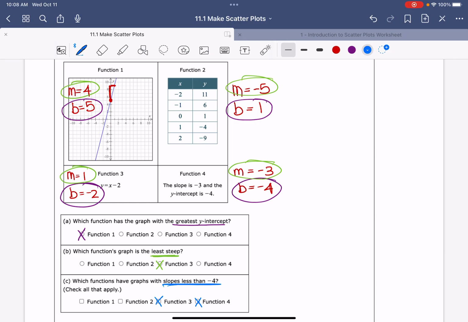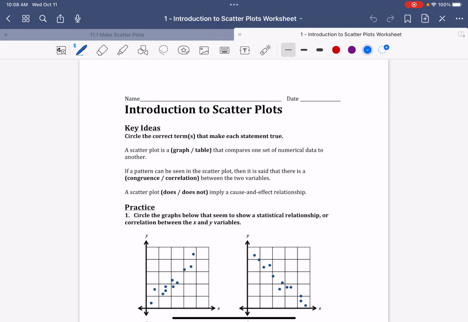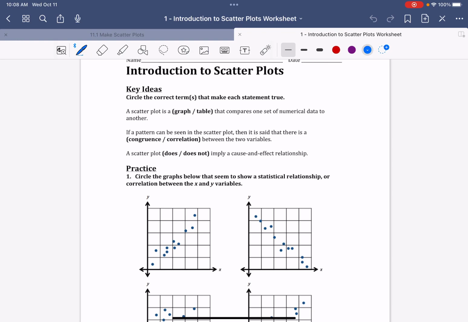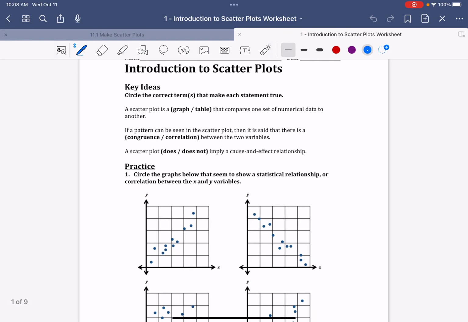Okay, go ahead and turn the page in your packet. We are talking about scatter plots today. So this is just an introduction. So we have a couple of choose the right statement things for the beginning of the note. So it says a scatter plot is either a graph or a table that compares one set of numerical data to another. So scatter plots are always graphs.